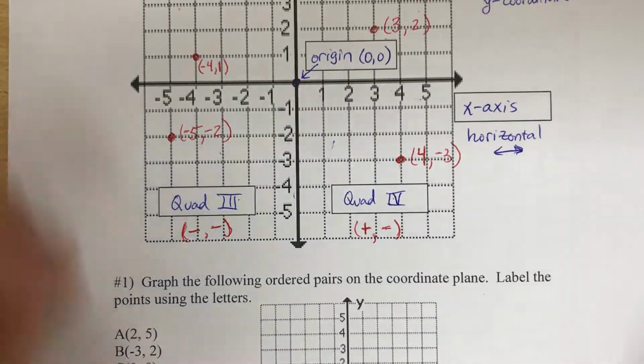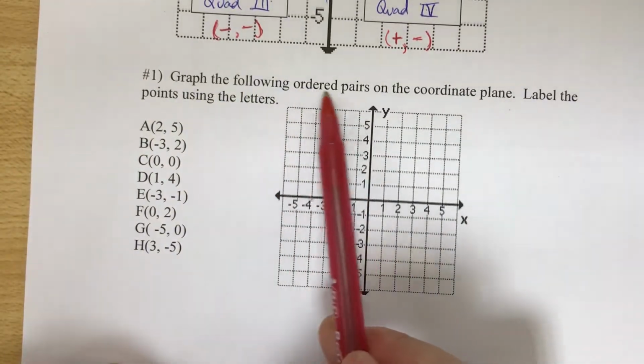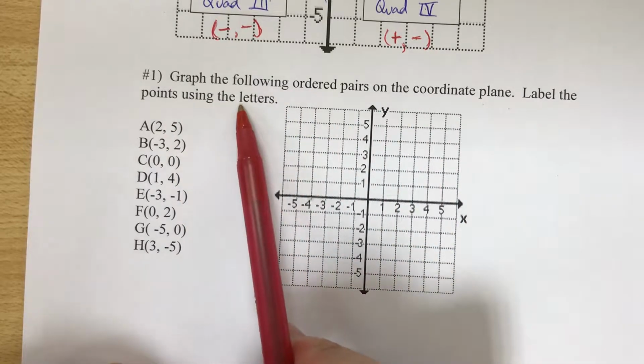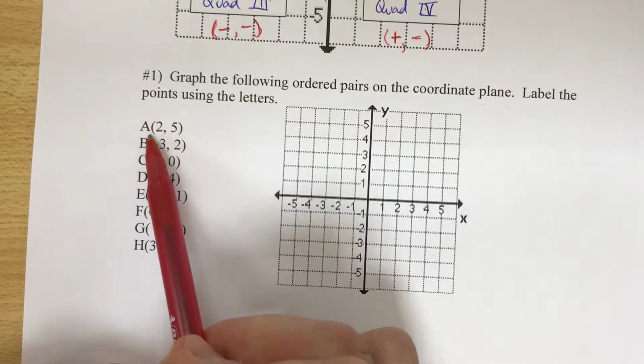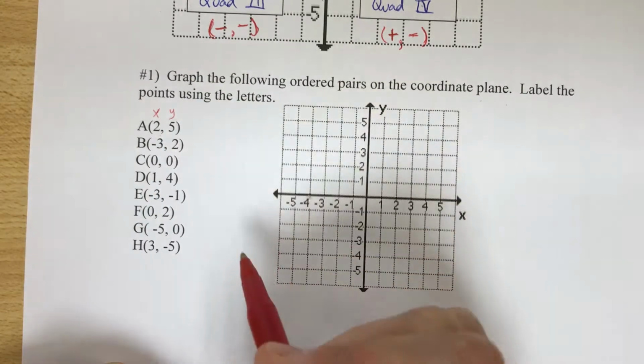Okay, so let's do example number 1. Graph the following ordered pairs on the coordinate plane. Label the points using the letters. So for example, (2, 5), that's point A. We're going to call that A. So it's always x and then y.